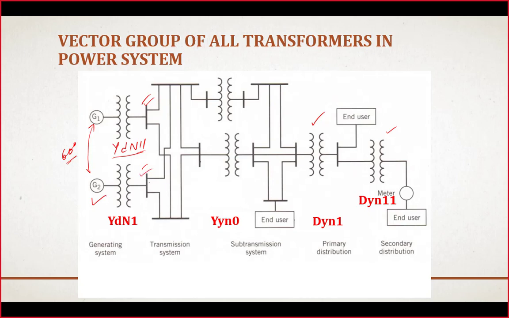So if we consider this as the reference, it is plus 30 degrees. Here this generator is at minus 30 degrees, and the net result is that the total difference between these two generator phase angles will be 60 degrees. That doesn't make any difference.